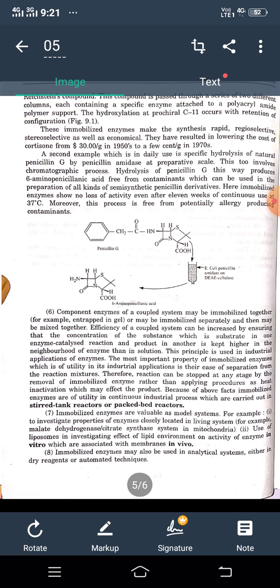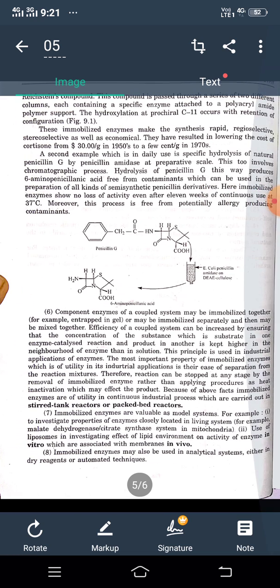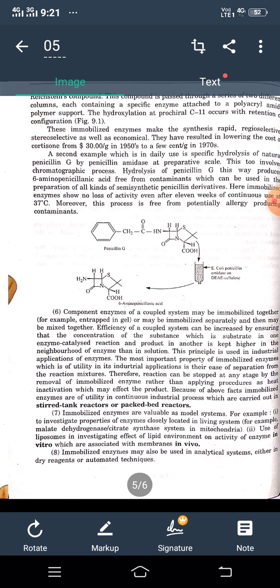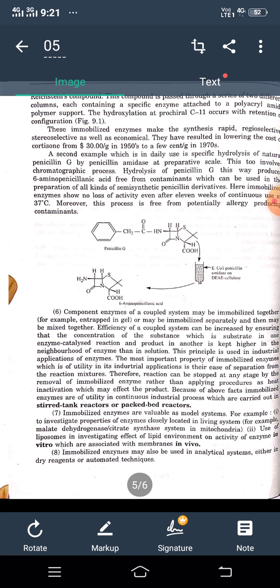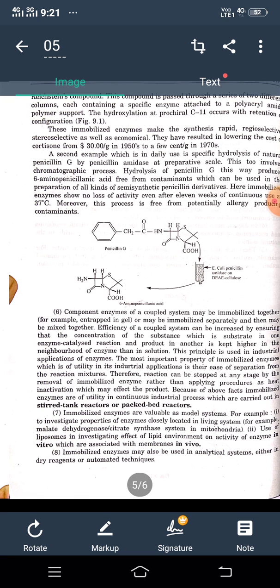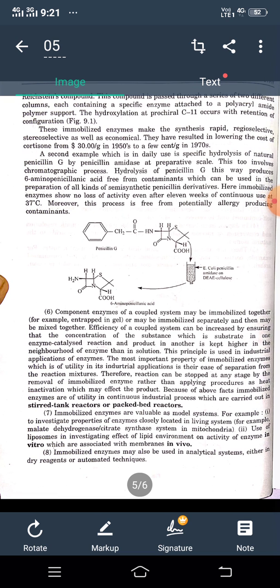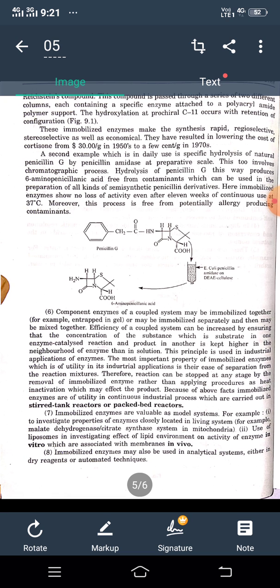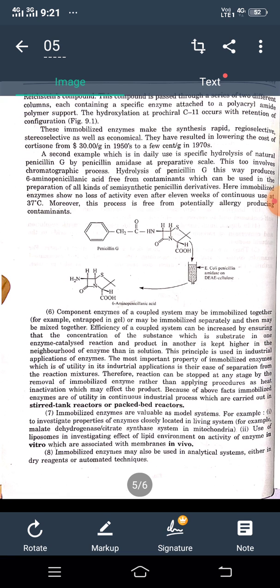Now these immobilized enzymes make the synthesis rapid, regioselective, stereoselective, as well as economical. They have resulted in lowering the cost of cortisone from 30 dollars per gram in 1950 to a few cents per gram in the 1970s. A second example, which is in daily use, is specific hydrolysis of natural penicillin G by penicillin amidase at preparative scale. These two involve chromatographic process.